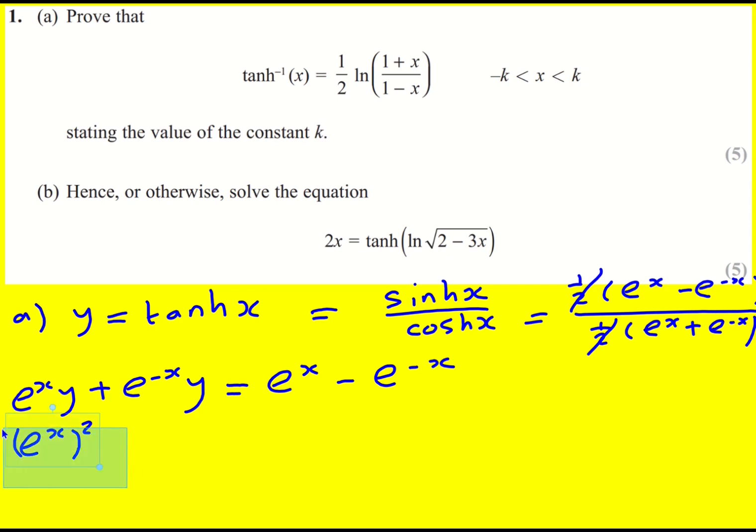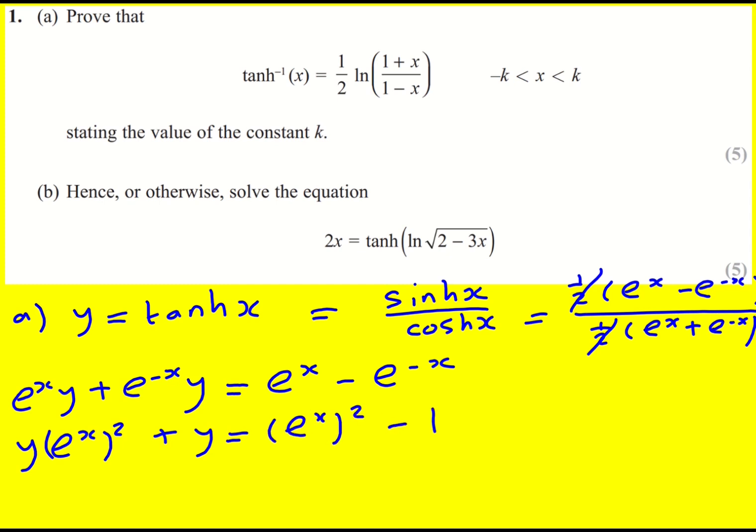In fact, let me write y now as the term on the left, so it's sort of the coefficient. And then that is going to be plus y. That is then going to equal e to the x squared minus 1. Okay, and I don't have any e to the x terms here, which you do get with cos and sine inverse hyperbolic when you're dealing with it. So let's factorize out the e to the x squared. So I'll have y minus 1 times e to the x all squared equals minus y minus 1.